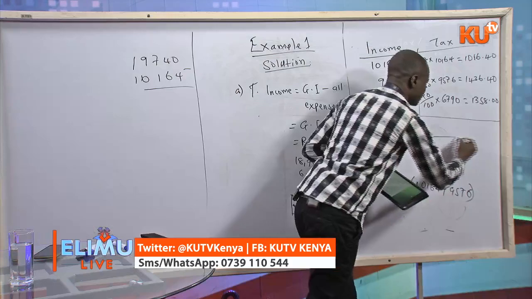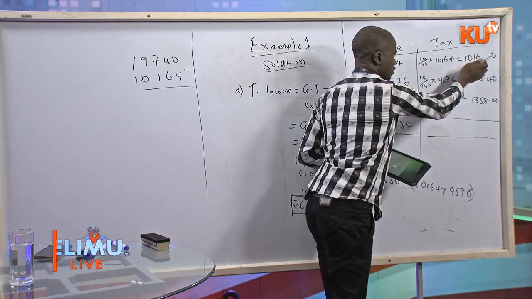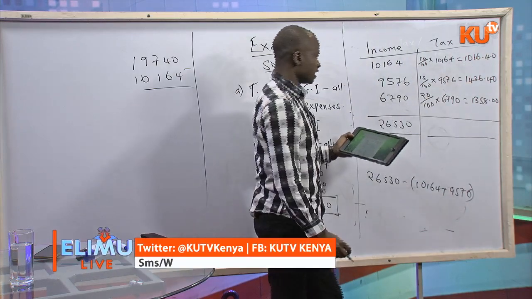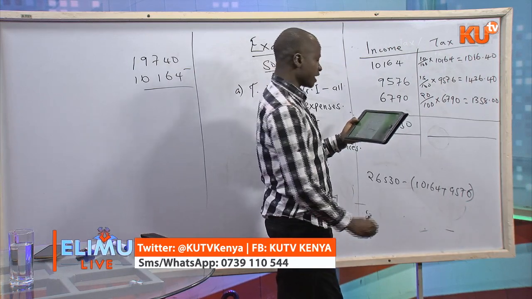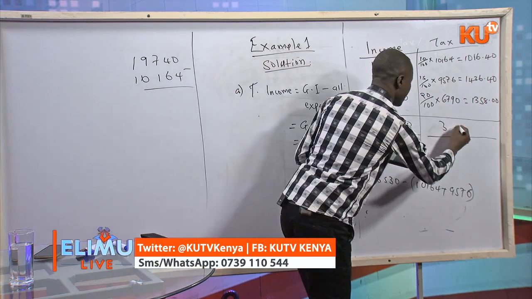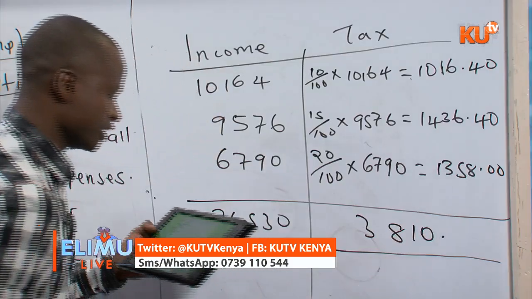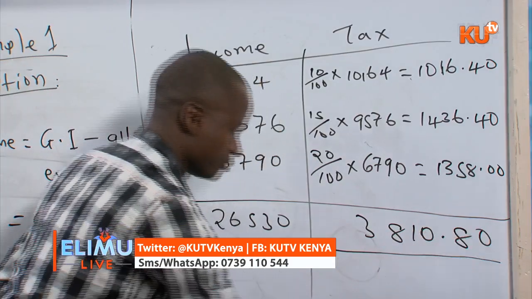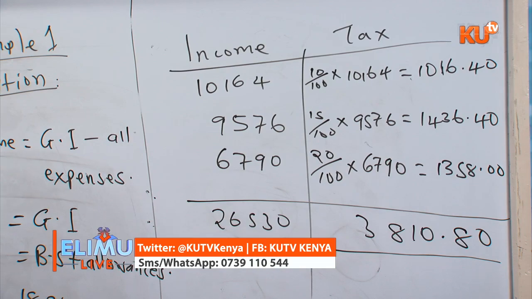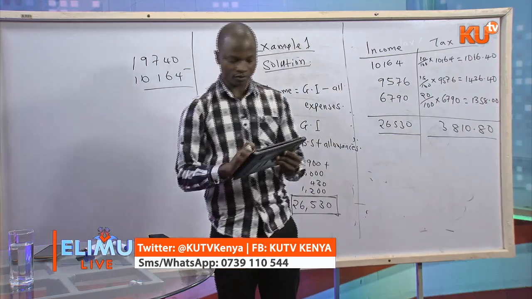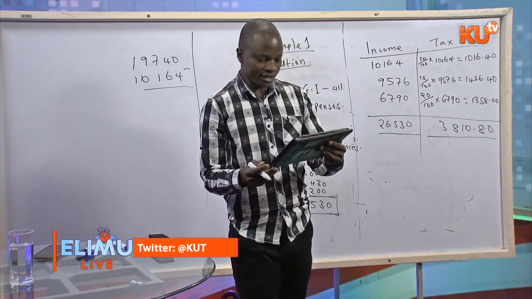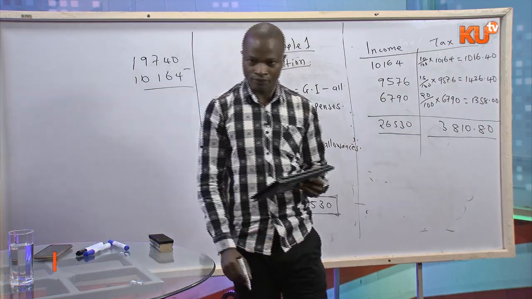Then this other side, add these three, this plus that plus this, to get the gross tax or the tax due. And if you do that on your calculator, you should get 3810.80. What was the question? The question was his tax per month or payee.